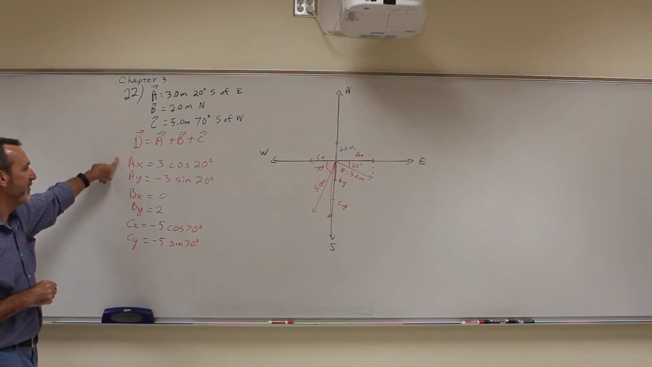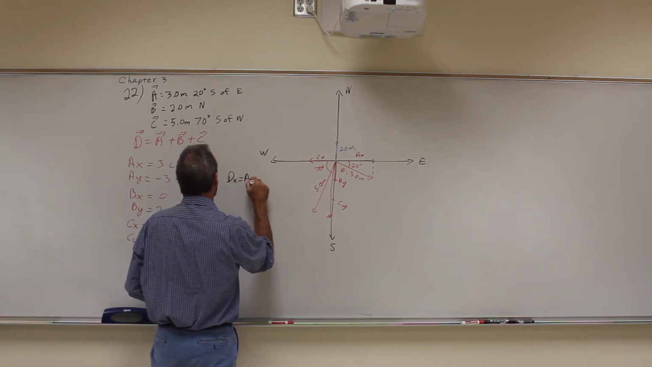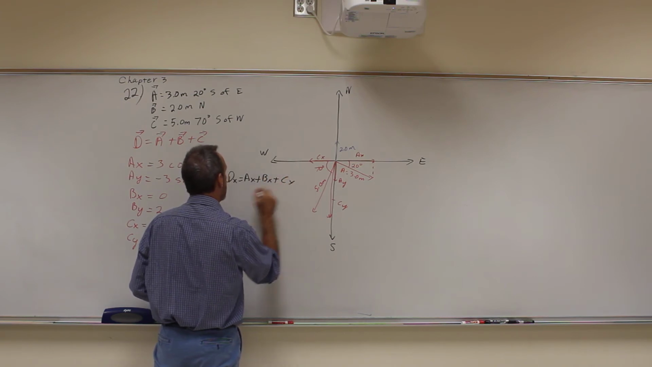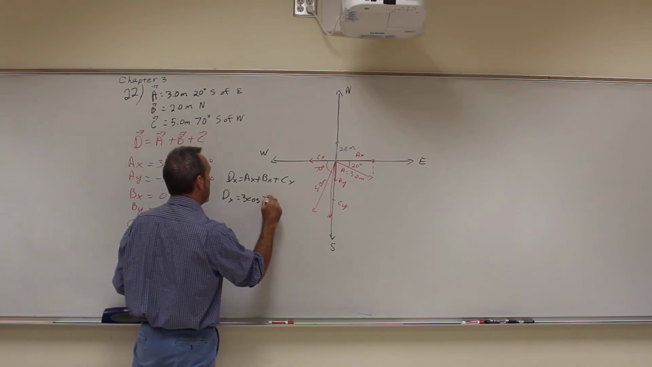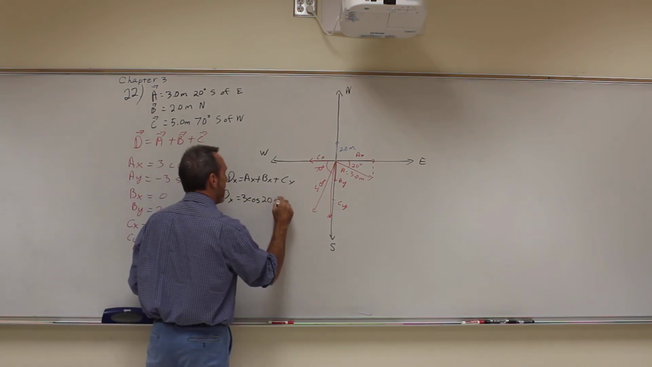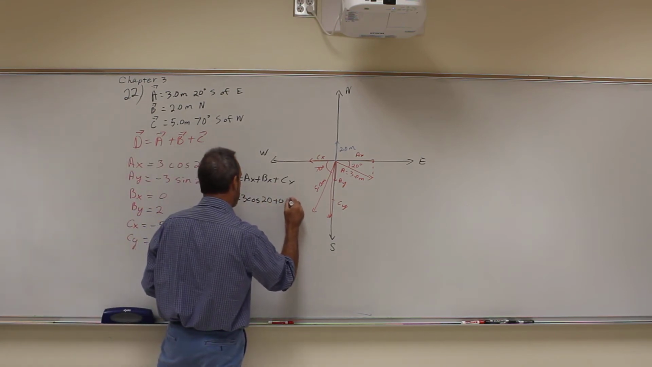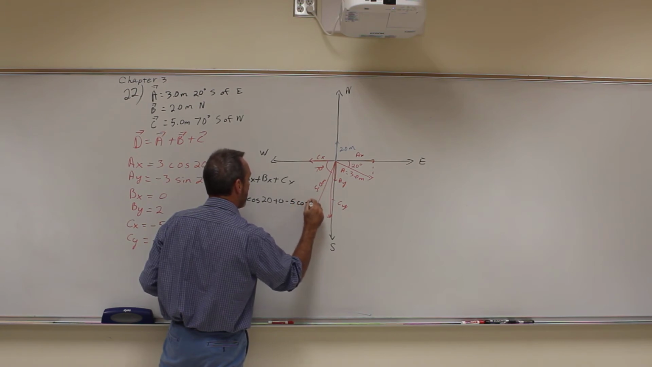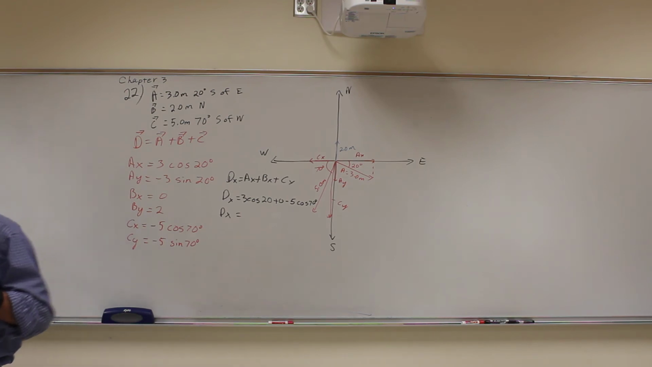Then to figure out what D is, we do x and y separately. So we're going to do Dx is equal to Ax plus Bx plus Cx. Or Dx is going to be equal to, here's Ax, it's going to be 3 cosine 20 plus 0. I don't really have to write in there plus Cx, but this is plus, and negative, so it's minus 5 cosine of 70 degrees. And when I do that, I calculate that Dx is equal to 1.1 meters.